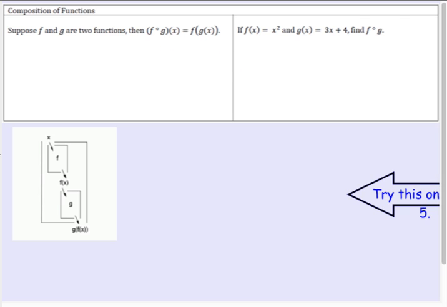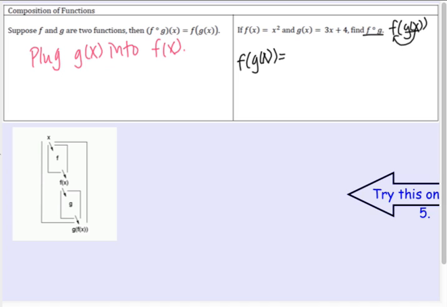So the way this works, if it looks like this, you plug g of x into f of x, and that's how you would get the composition. So this example here, it says if f of x is equal to x squared and g of x is equal to 3x plus 4, it says find f of g, which really is the same as this. So you take your g of x function and put it into f. Okay, so f of g of x. Take this, plug it into here wherever there is an x.